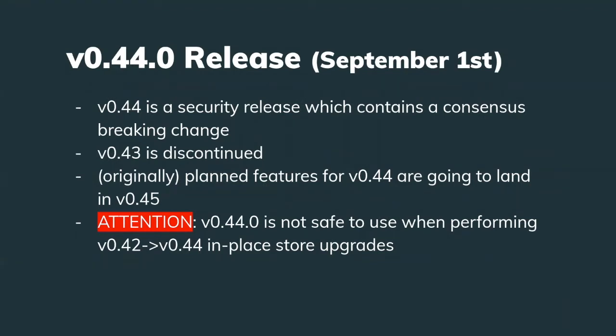The v4.4 release went out September 1st. This was a security release, which contains a consensus breaking change. This release actually went out as a fix for the 4.3 release, and 4.3 is discontinued. So chains that are upgrading will need to upgrade to the 4.4 release.